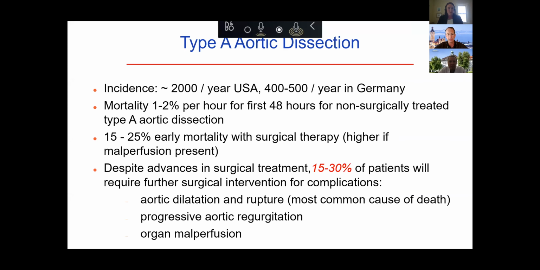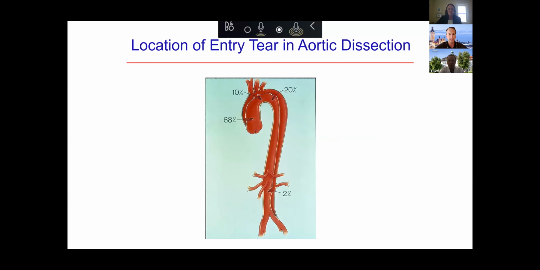Despite advances in our treatment of this disease process, there will be patients who develop complications even after successful surgical management. About 15 to 30% of patients will eventually develop aortic dilatation or rupture, which is the most common cause of death, progressive aortic valve regurgitation, or organ malperfusion that needs to be treated with some other type of intervention after the surgical repair of the type A dissection.